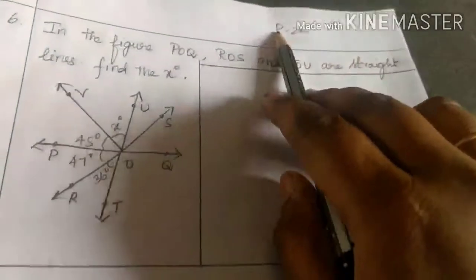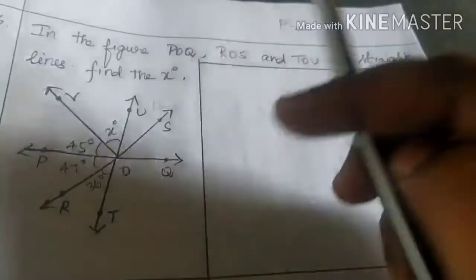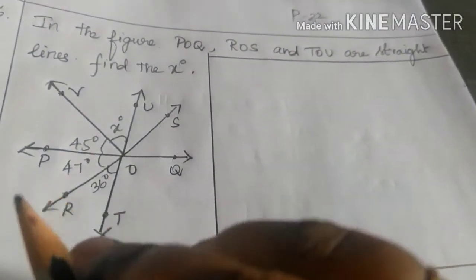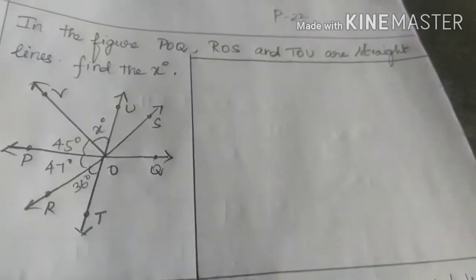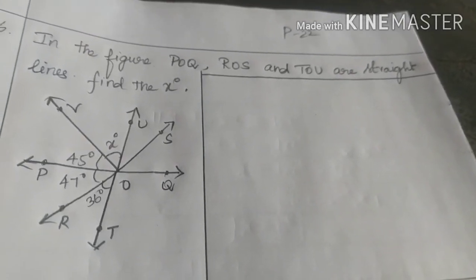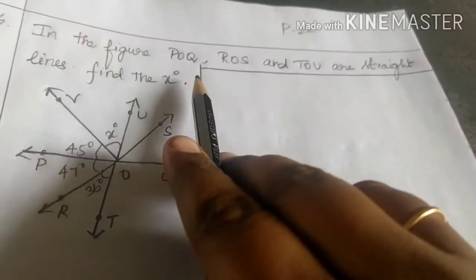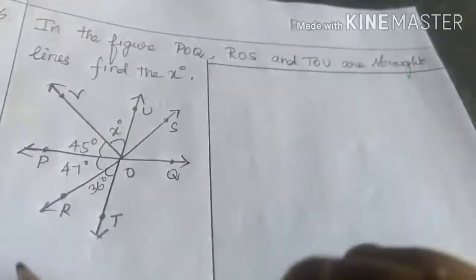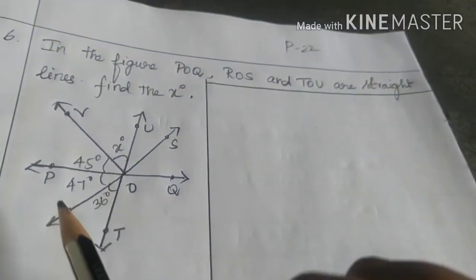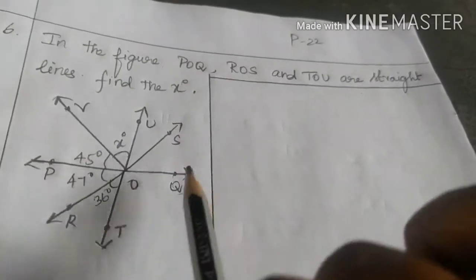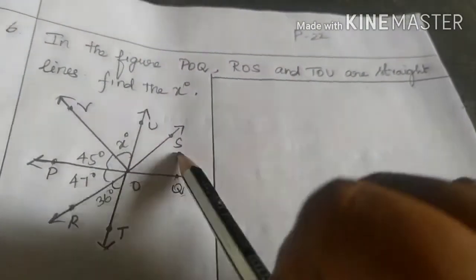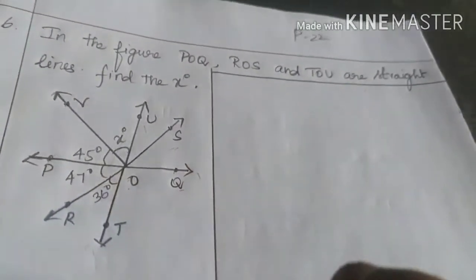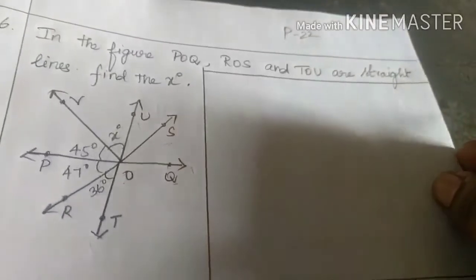So children, now this is page number 22, question number 6. They are given the diagram here. Children, don't worry by looking at the diagram. The diagram is somewhat tricky, but your answer is very simple if you come to know the concepts. In the figure, POQ and ROS and TOU are straight lines. Look where POQ is. First POQ is a straight line, very good. Then ROS is a straight line, then TOU is a straight line.